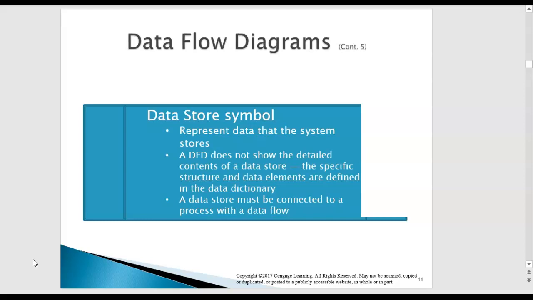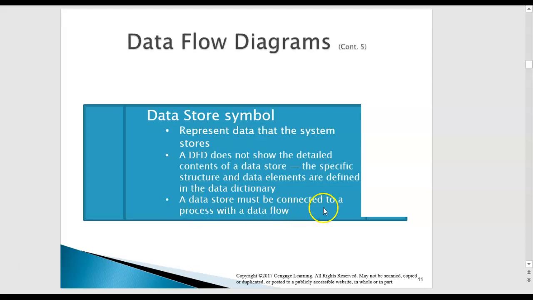So for example, details like what is the first name of the customer, what is the last name of the customer, what is the address, zip code, cell phone number, the credit card associated with that customer. All of that information is going to be in your data dictionary and not in the DFD. So you can imagine that a data dictionary may become quite large because of all the detailed information that must be stored inside of it.